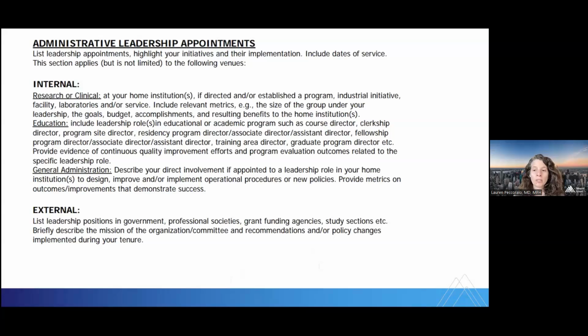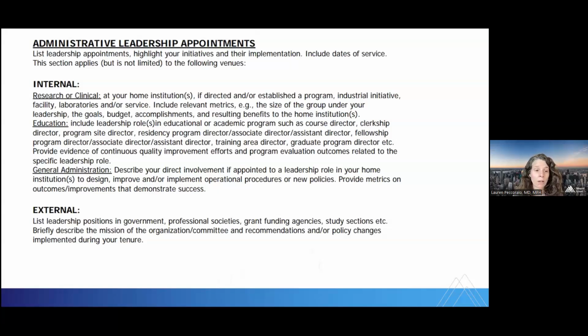If someone asks you to do something and it feels like more than just a one-off thing, like this is going to be something that I'm going to be doing, even if it's volunteer, some kind of work that's really important, whether it's QI or educational, ask for a title. It's really important to be able to name something and say, this is what I'm doing under this. So even if it's director or co-chair or co-lead, ask for a title. And so in this section, you're going to name your internal leadership. It could be research, clinical, education, or general administration, and any external leadership position.